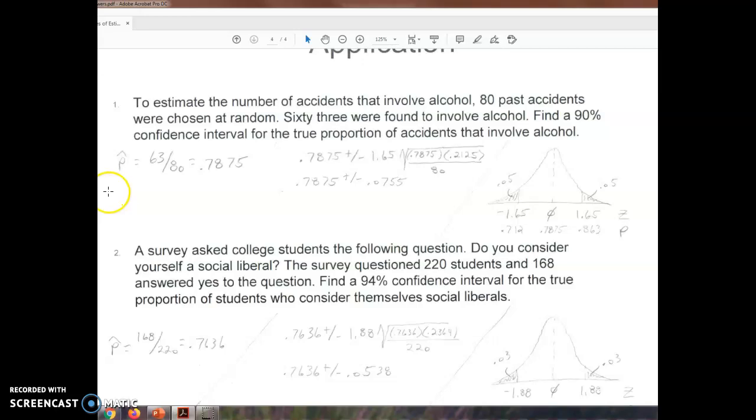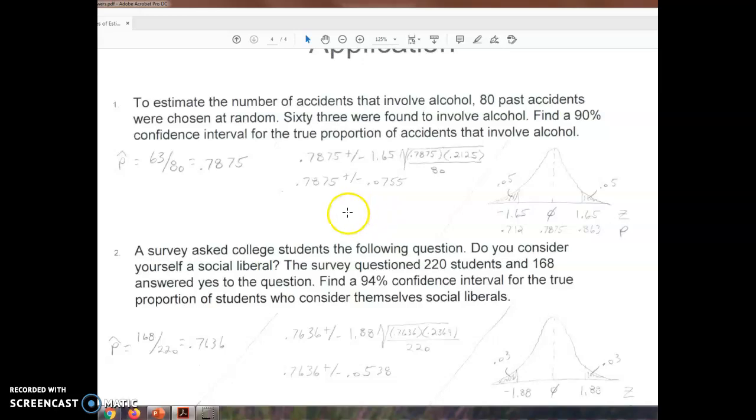Well, first thing we need to do is find our sample proportion. If there were 63 that involved alcohol and there were 80 accidents that we looked at, 63 over 80 is 0.7875. That's our sample proportion. So we're going to have 0.7875, p hat, plus or minus our z-score, which we'll calculate in a minute, times the standard error. And the standard error is the sample proportion, 0.7875, times 1 minus the sample proportion, which is 0.2125, divided by 80 and rooted.